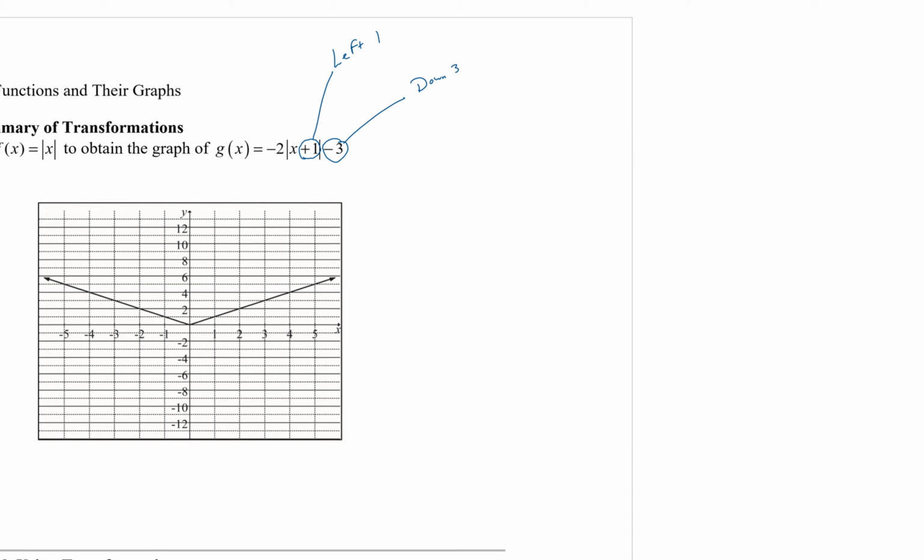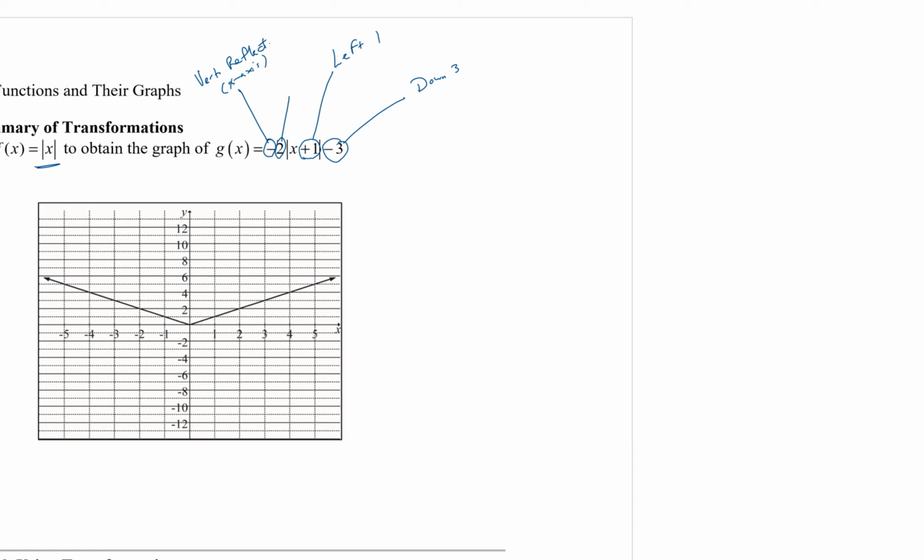Now here's the part where everyone always makes a mistake. They think of this as negative 2. Never say that. The 2 is one number, the negative is another part. So the 2 is one thing and the negative is the other. So the negative is a reflection. What kind of reflection? Well, since it's outside the absolute value equation, it's a vertical reflection, which means it's over the x-axis.